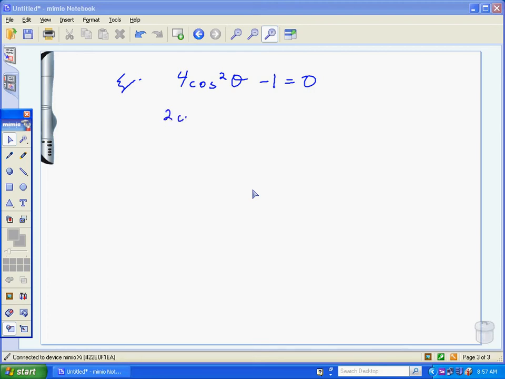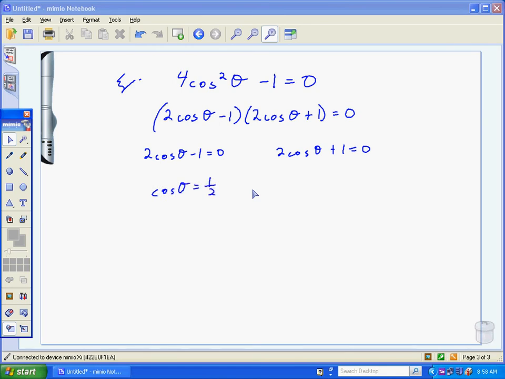So 2 cos theta minus 1, 2 cos theta plus 1 equals 0. Now, if it was a quadratic, we would set both those factors equal to 0 and solve for them. So, here we go. 2 cos theta minus 1 equals 0. And 2 cos theta plus 1 equals 0. So again, we can just go isolate cos theta. Cos theta equals a half. And in this one over here, cos theta equals negative 1/2.